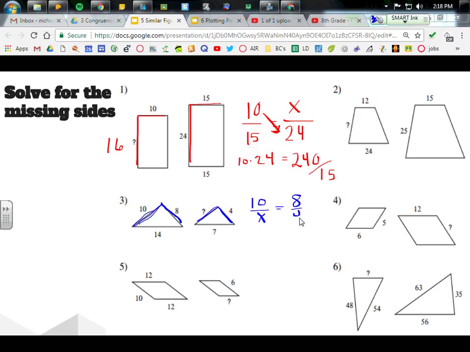Once again, make sure that you are keeping your order consistent. So I'm putting my first triangle over my second triangle. So you have to do 10 times 4, which is 40. Then you have to divide by 8, and you will get your missing side, which is 5.